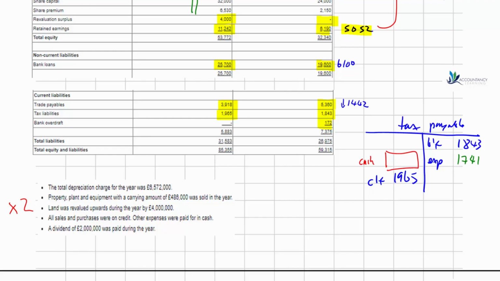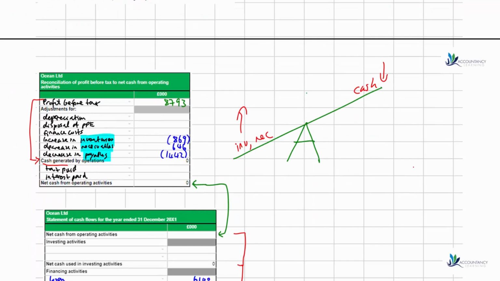So now that I've done that, if I balance off my account, I can work out that my missing figure is 1619. So that's how much cash I paid to the tax authorities. So we can put that into our answer. We've paid 1619 to the tax authorities, so that needs to be a negative number.